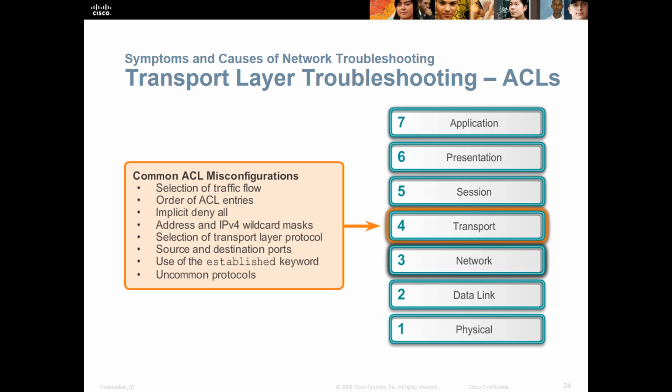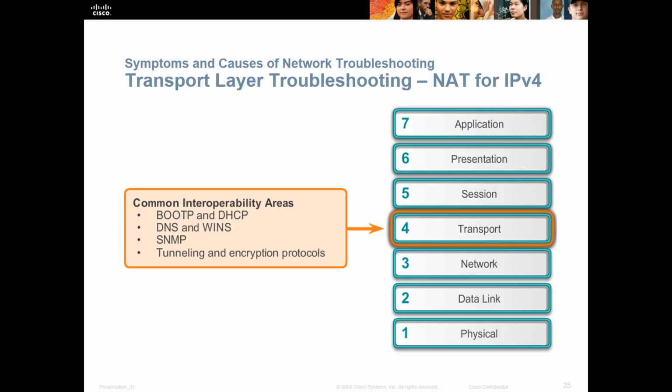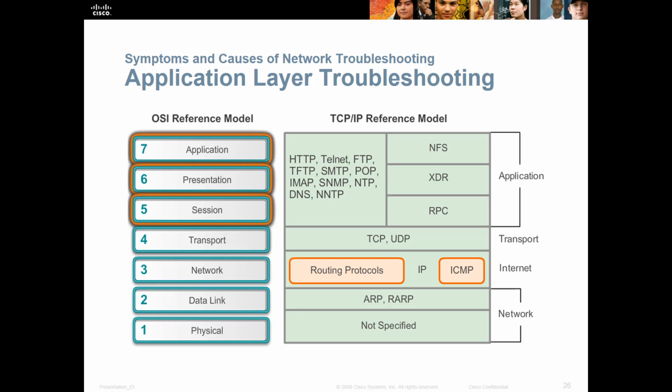Layer 4, ACLs. This is always a big one with ACLs here. Typically, misconfiguration of ACLs happens at layer 4. Also with layer 4, we're looking at things like DNS, SMTP, tunneling and encryption protocols. Also looking at NAT. Layers 5 through 7, that's going to be more application based. So it's just, again, based off application.